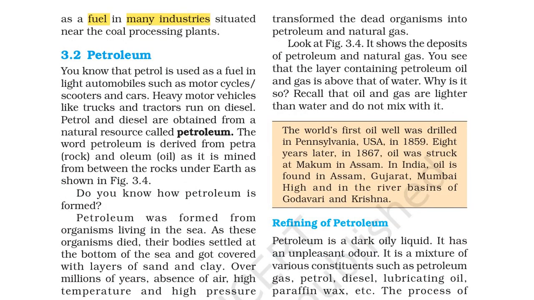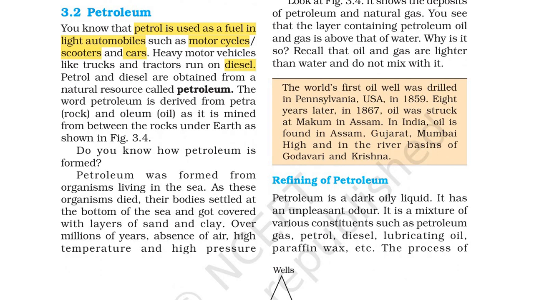Now we have the next part, which is petroleum. And how do we use petrol? Petrol and diesel are actually natural resources and they are used in heavy motor vehicles, like trucks and tractors. They run on diesel actually, and petrol is used for light vehicles, light automobiles like motorcycles, scooters and cars, whereas heavy motor vehicles make use of diesel, and both of them are obtained from petroleum.